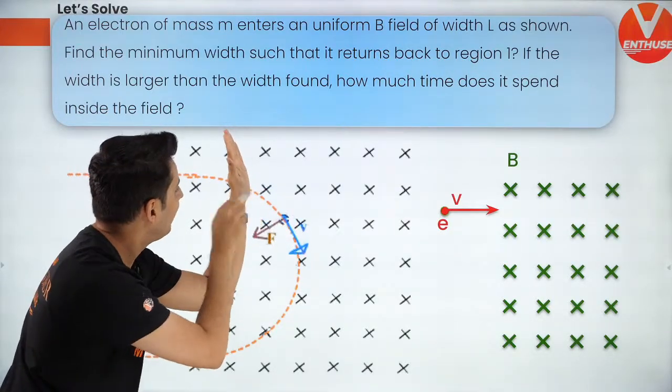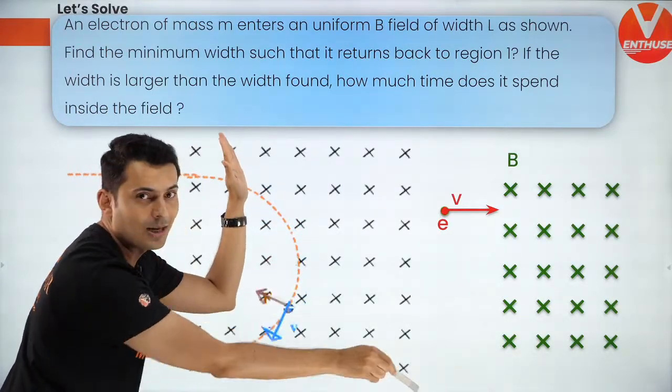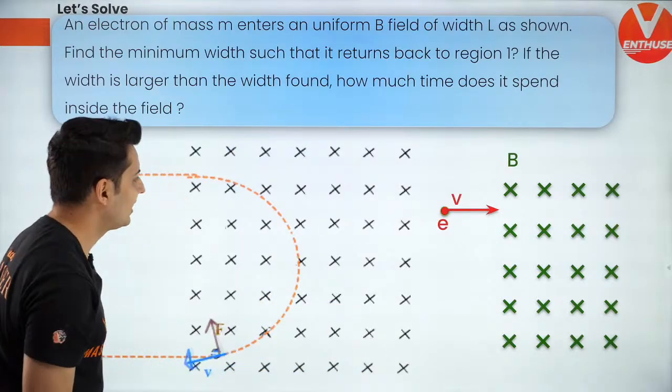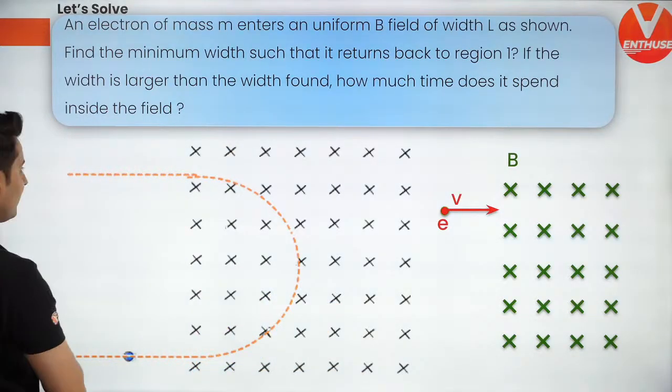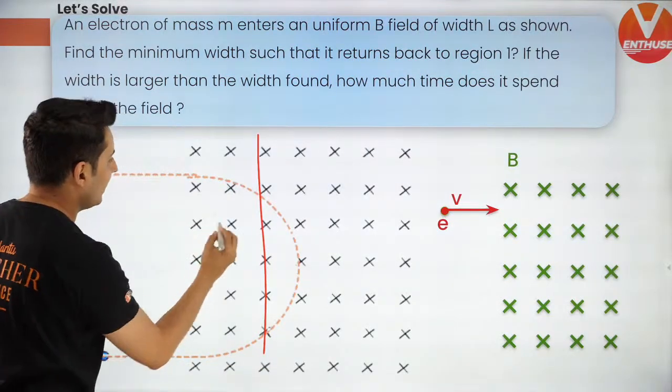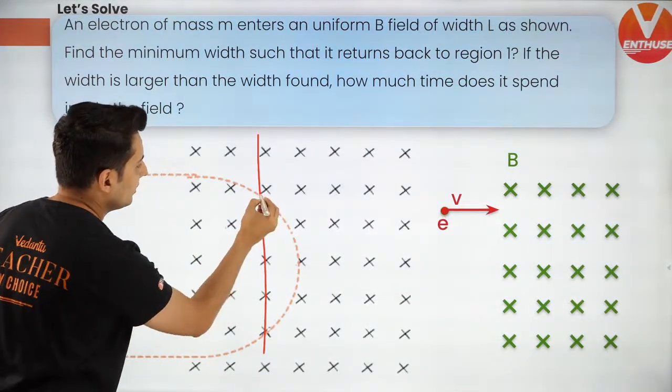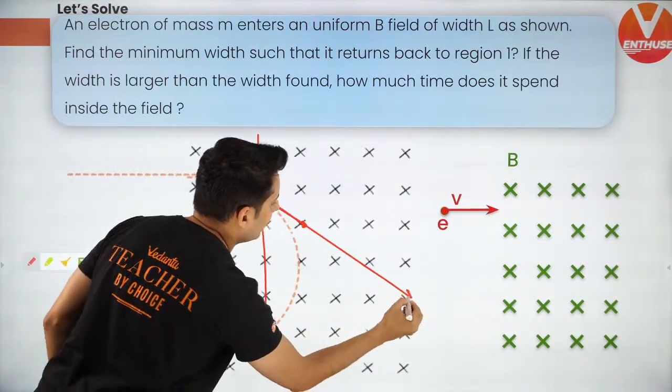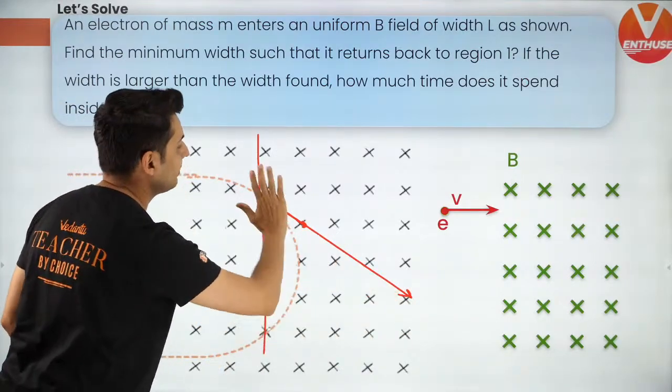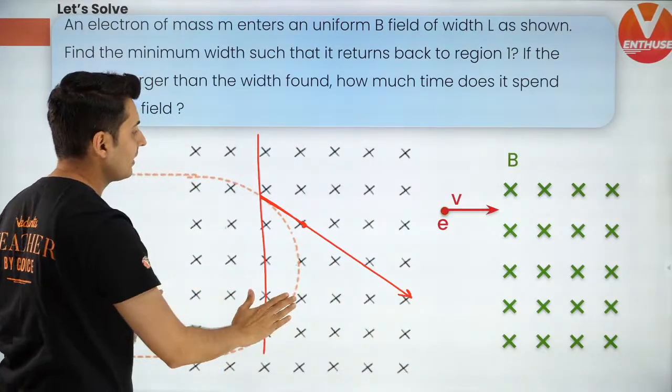Obviously no. What will happen? After this, it will just come out. I hope you can visualize that. So guys, I hope you can see this. If the magnetic field is somewhere less than this point, this particle is just going to come out here. It's going to come out in a straight line because this side will not have magnetic field.